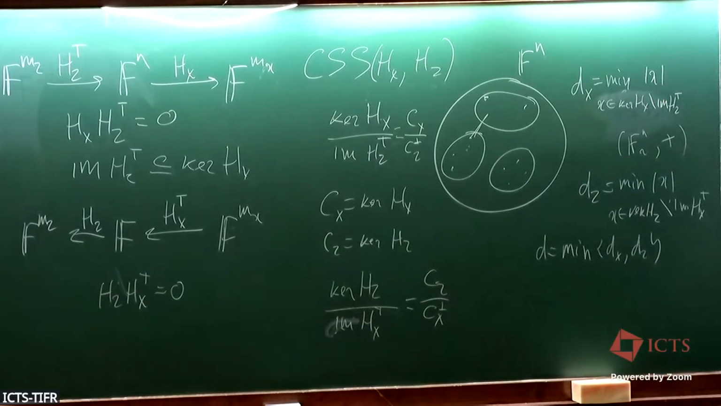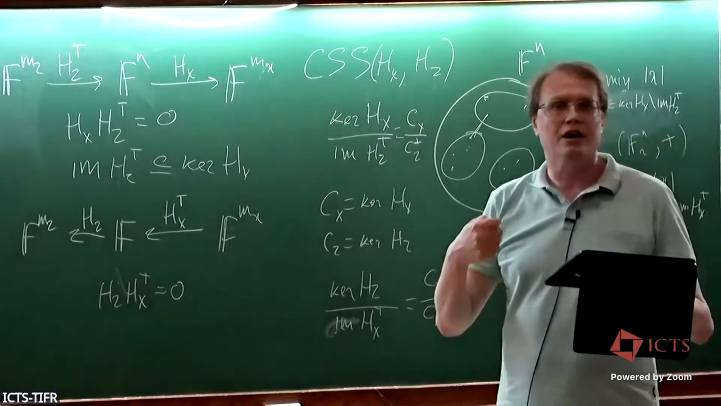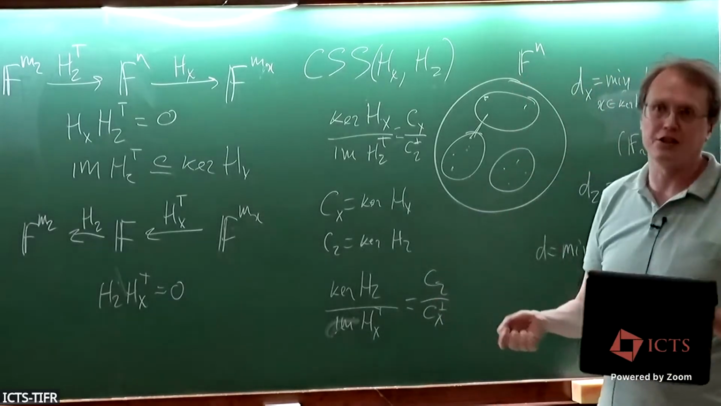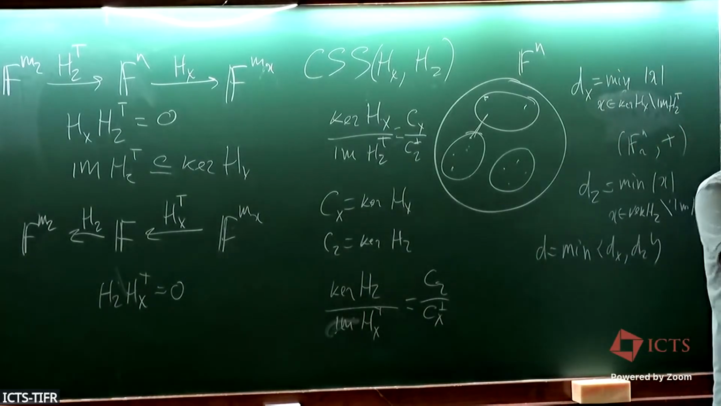Okay, so we define the minimum distance. I also forgot to mention the dimension. So what do you think is the dimension of the code? How would you define it?